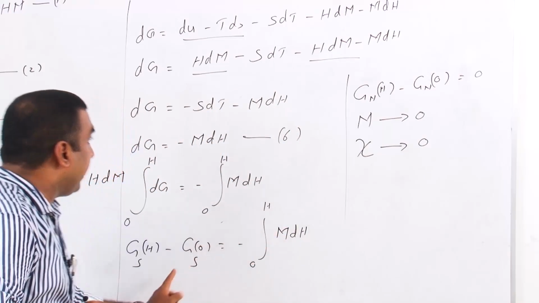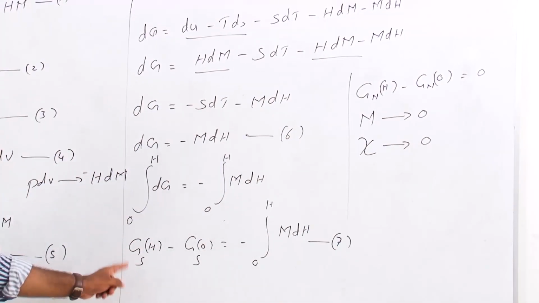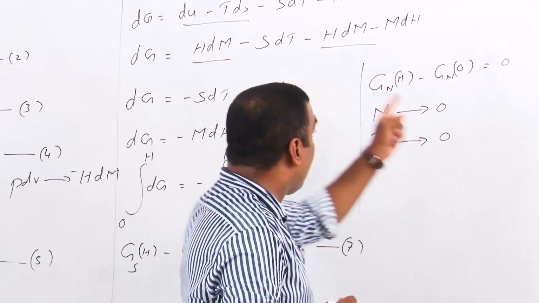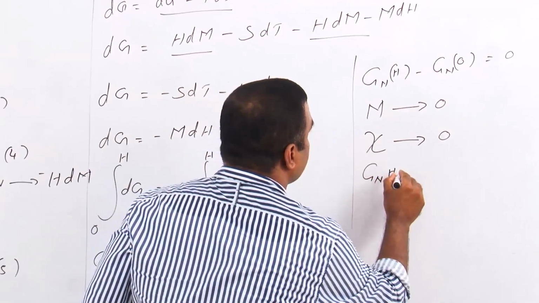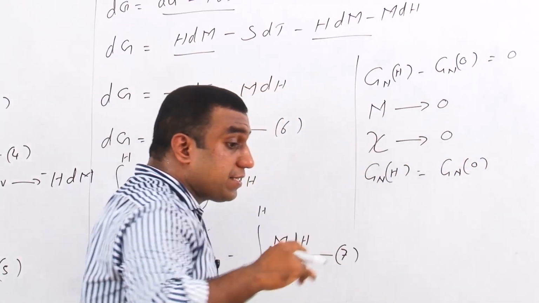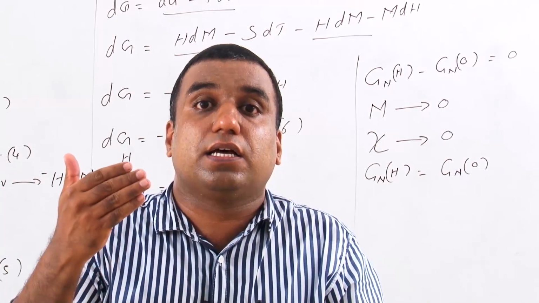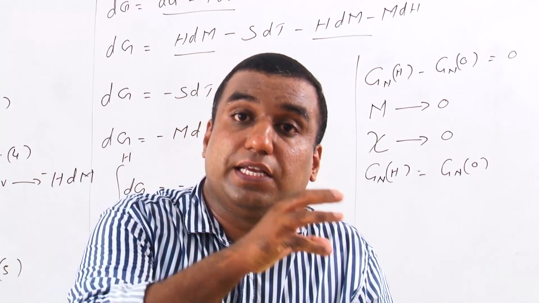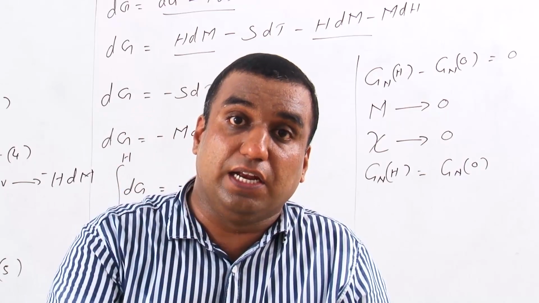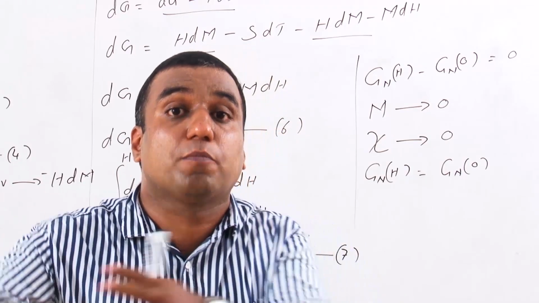Therefore, the right-hand side of equation 7 becomes 0 for a material in the normal state, and G_nH - G_n0 = 0, or G_nH = G_n0. That is, there is no difference in Gibbs free energy for a material in the normal state whether the magnetic field is applied or not. That is, the application of a magnetic field leaves the Gibbs free energy invariant for a material in the normal state.